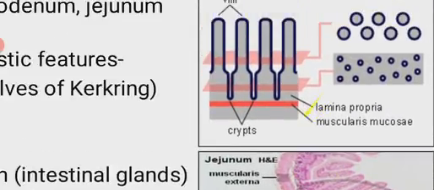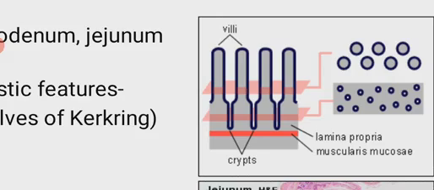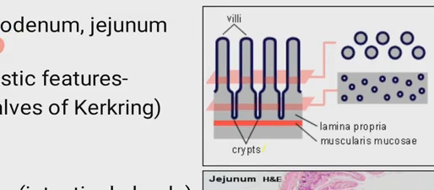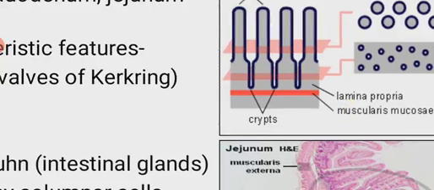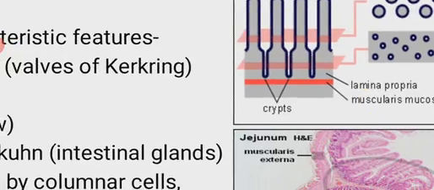So this is the diagrammatic view of the villi part. As you see here, the villi are small microscopic finger-like projections at the base of which there will be the crypts, and this is the lamina propria and muscularis mucosa.